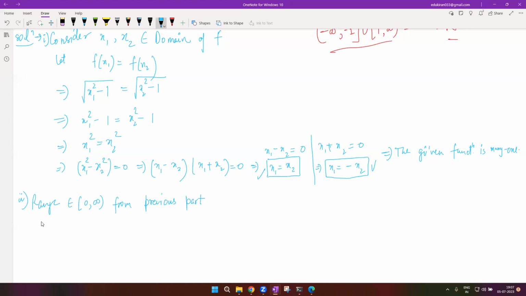Now we know range is 0 to infinity, and codomain is already given. So we know range is a subset of codomain. Range is not equal to codomain. Or we can write it like this: range is a subset of codomain. Hence the given function is into.